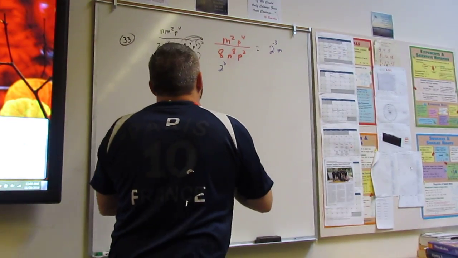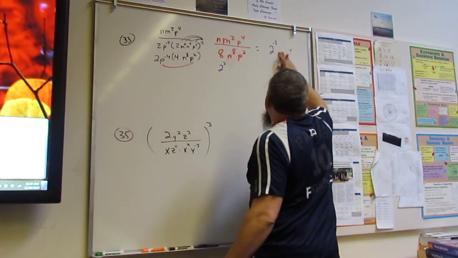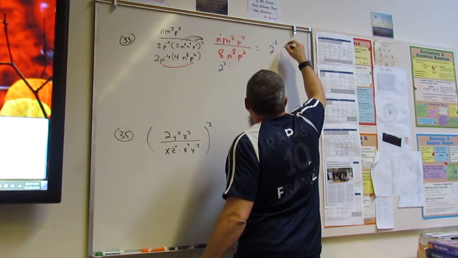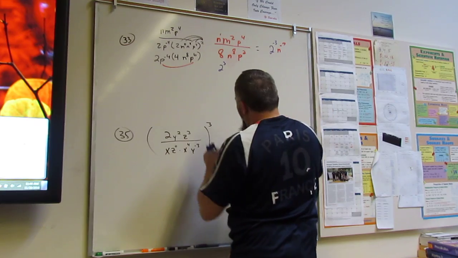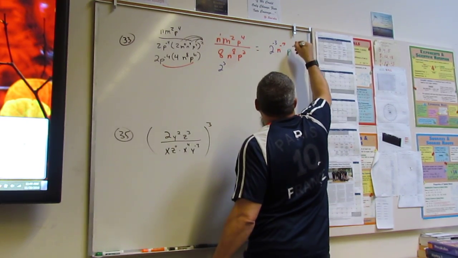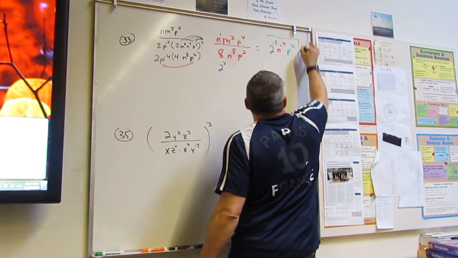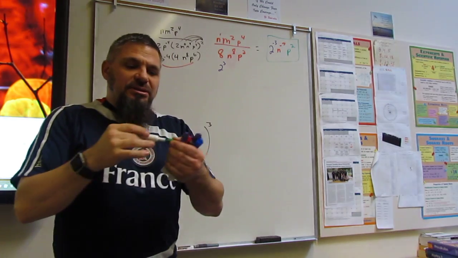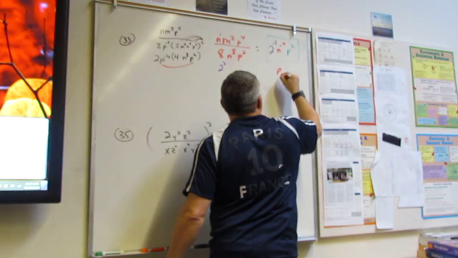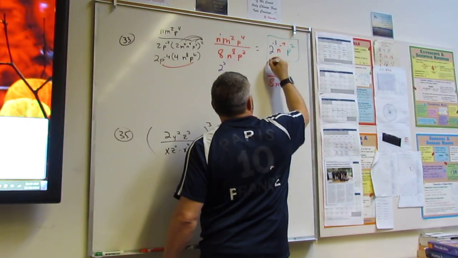So that means that there's an n here. What is 1 minus 8? n to the negative 7. And then what is 4 minus 2? 2. And that's on one line. And then I can write it on two lines: p squared over 2 to the 3 n to the 7.